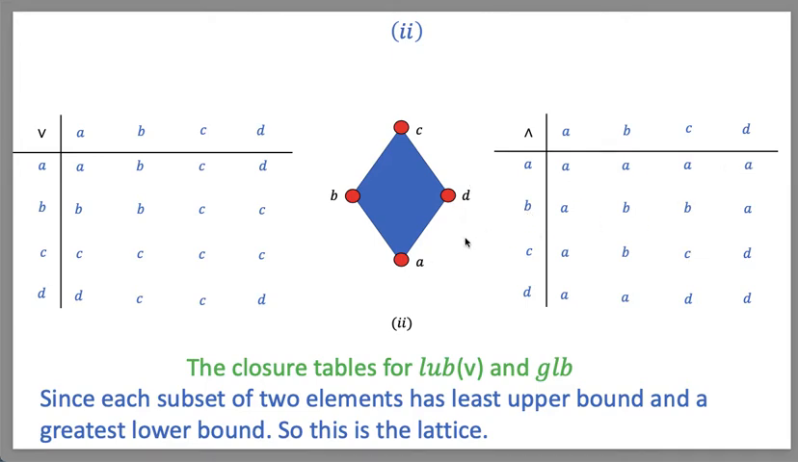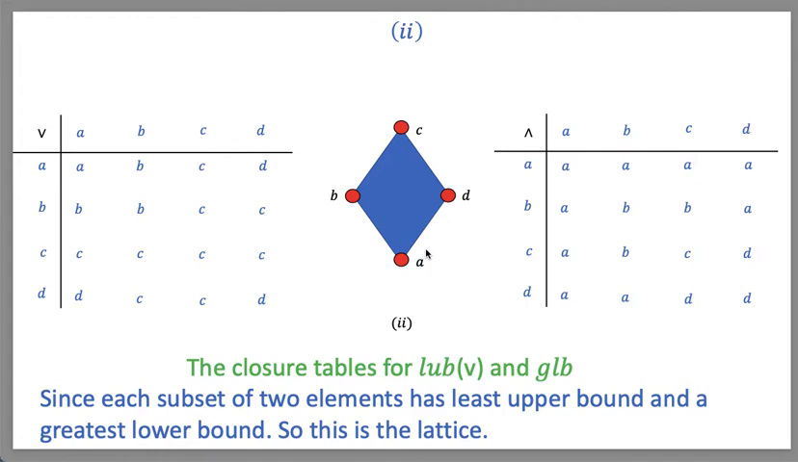Now with B, greatest lower bound of B and A is A. Greatest lower bound of B and B is B. Greatest lower bound of B and C is B. Greatest lower bound of B and D is A. Here this is B, this is D, and the greatest lower bound is this element, A.